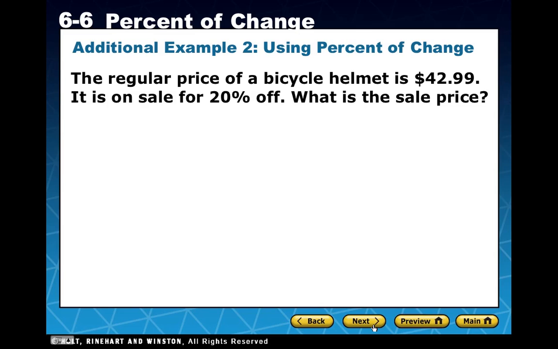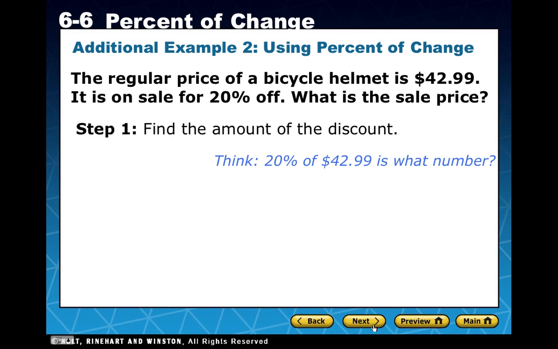All right, the next section of examples is using percent of change. So the regular price of a bicycle helmet is $42.99. It is on sale for 20% off. What is the sale price? So first we're going to find the amount of the discount. Just like yesterday's lesson, 20% of $42.99 equals D, so that will give us the discount, so how much less you will be paying.